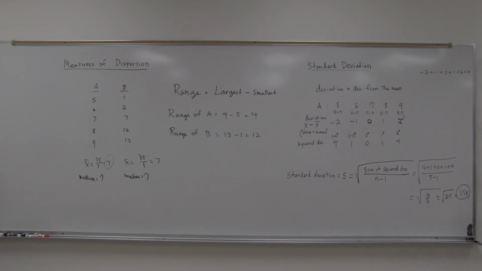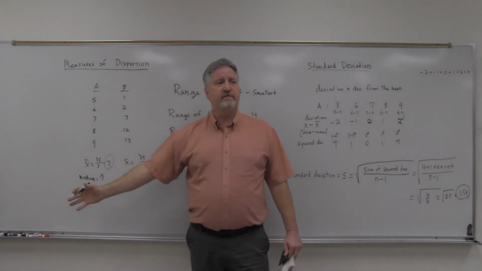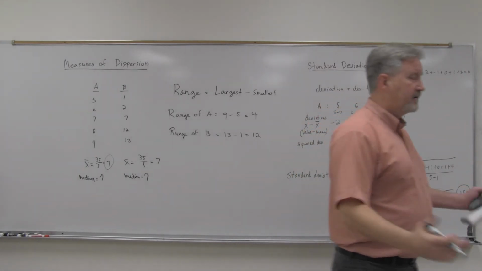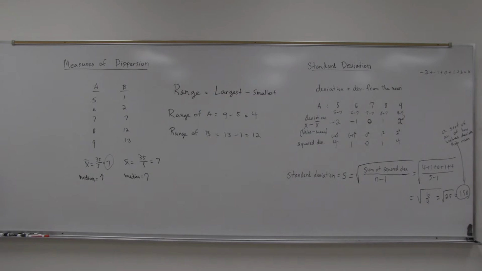Okay? Like I said, this is kind of an average deviation. How much each value is deviating from the mean, average-wise. So this is a sort of average of how values deviate from the mean. So on average, they're deviating from the mean 1.58 units, okay?